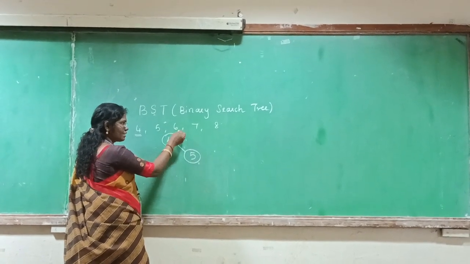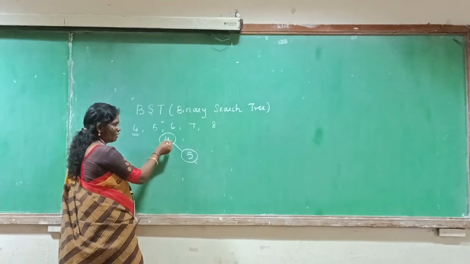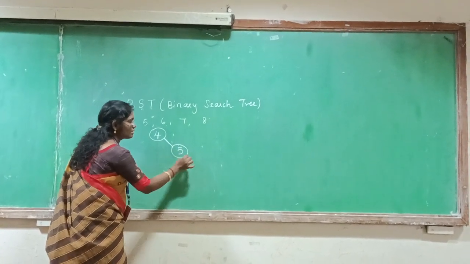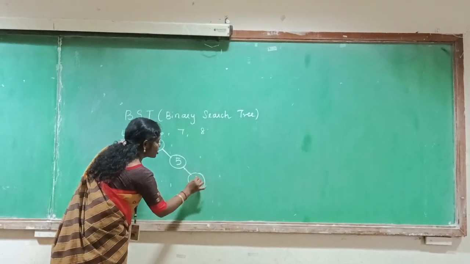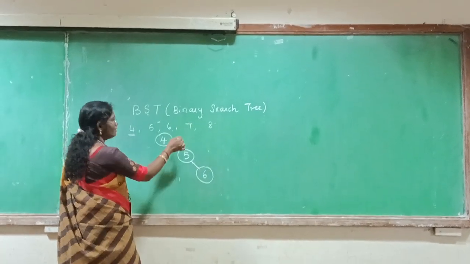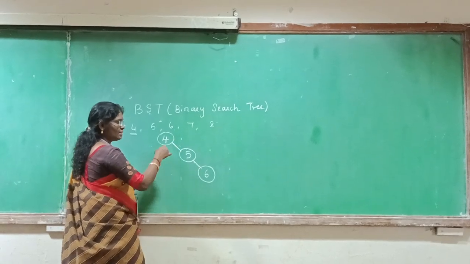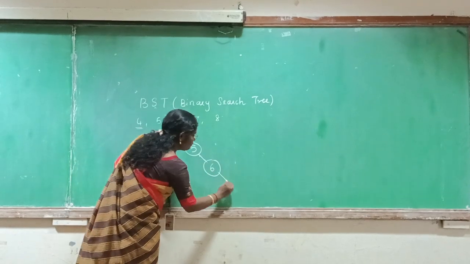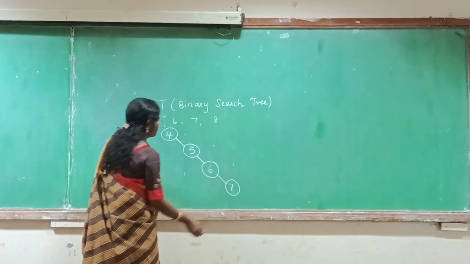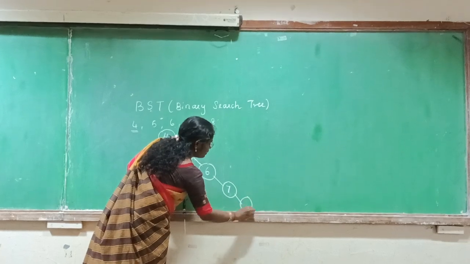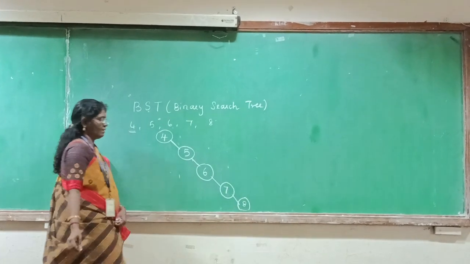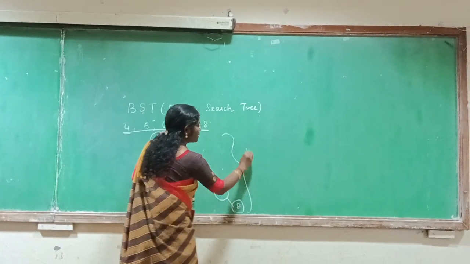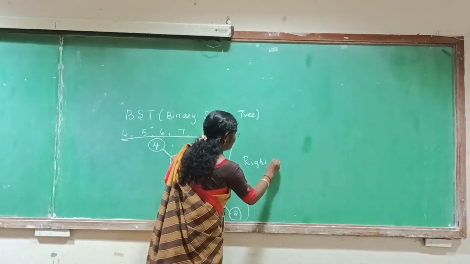Again take the next element, and again start comparing from the root. So 6 is greater than 4, traverse right, again 6 is greater than 5, traverse right, and fix it as the right child of 5. Again you take the next element and do the same process. So 7 is fixed as the right child of 6. In the same way, 8 will be the right child of 7. So in this key distribution, I got a right skewed tree.